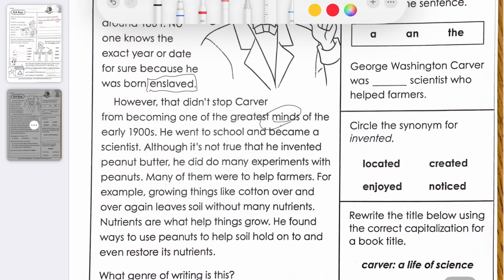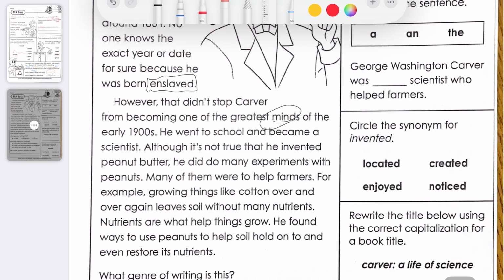Many of them were to help farmers. For example, growing things like cotton over and over again leaves soil without many nutrients. Nutrients are what helps things grow. He found ways to use peanuts to help soil hold on to and even restore its nutrients.